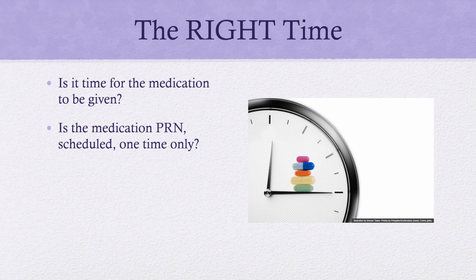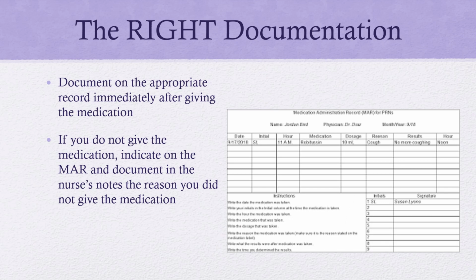Is the medication PRN scheduled or a one-time only? So if we have morphine, PRN, Q2 for pain, we need to look at the minimum that we have to wait before we can give it again. The last one is documentation, the right documentation.